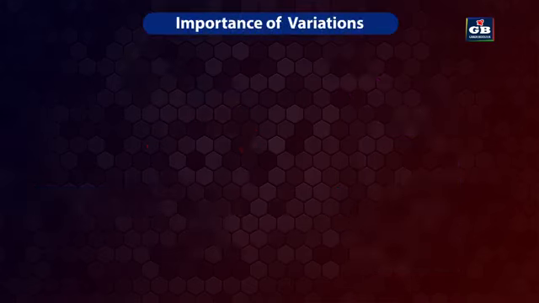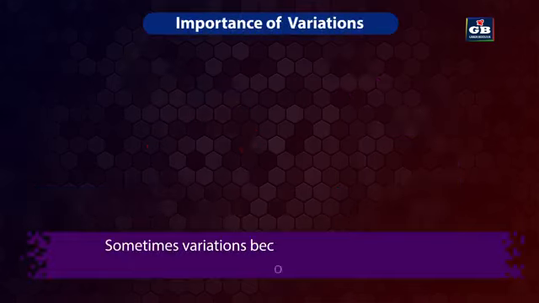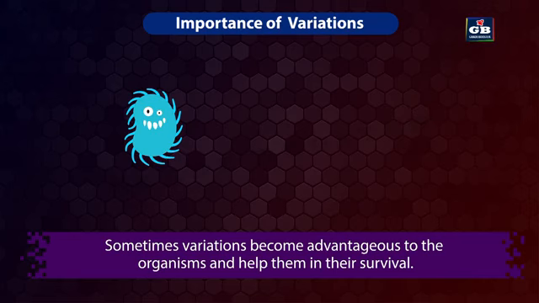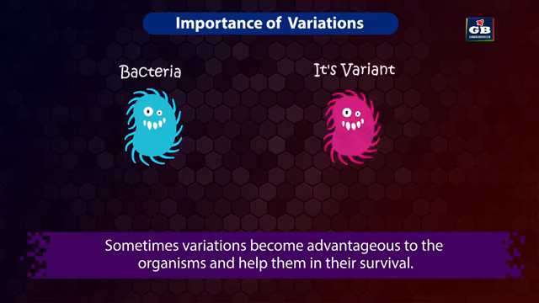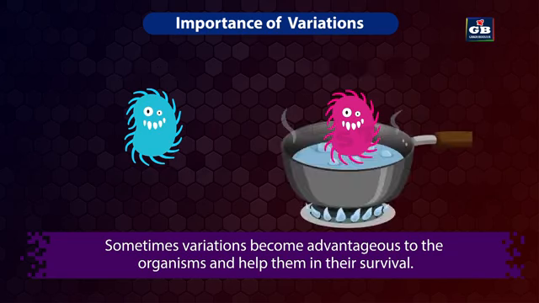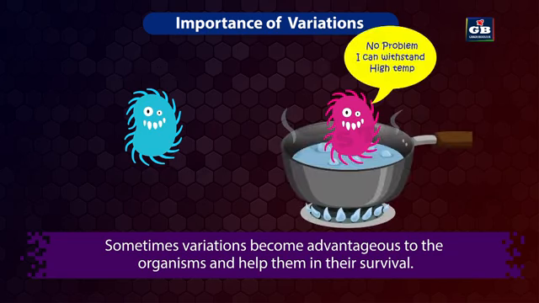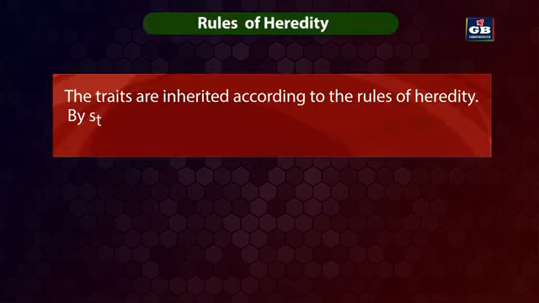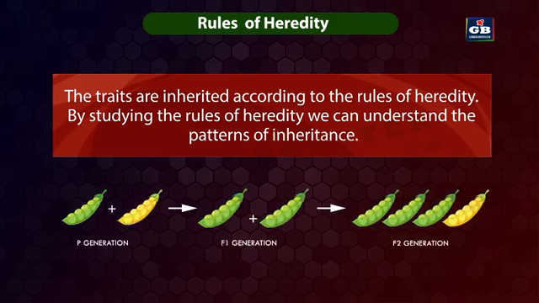Importance of variations. Sometimes variations become advantageous to the organisms and help them in their survival. For example, a variant of bacteria can withstand high temperature. This variation helps it to survive better in a heat wave. Rules of heredity. The traits are inherited according to the rules of heredity. By studying the rules of heredity, we can understand the patterns of inheritance.